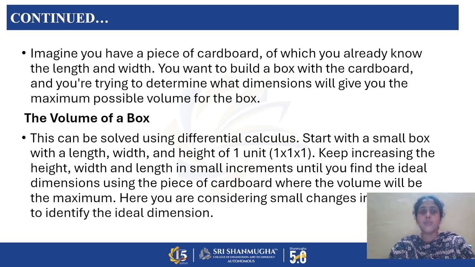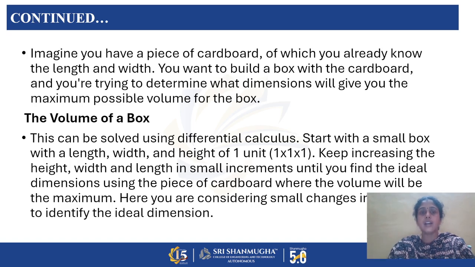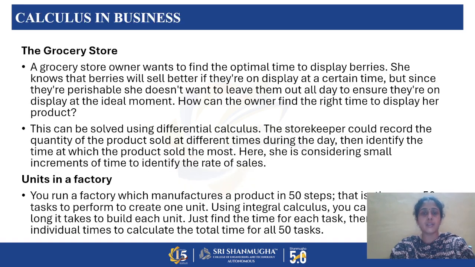Let us start with a small box with a length, width and height of 1 unit. Keep increasing the height, width and length in small increments until you find the ideal dimensions using the piece of cardboard where the volume will be the maximum. Here you are considering small changes in dimension to identify the ideal dimension. So this is what we are doing with the cardboard. That constitutes the differential calculus, working with small units.